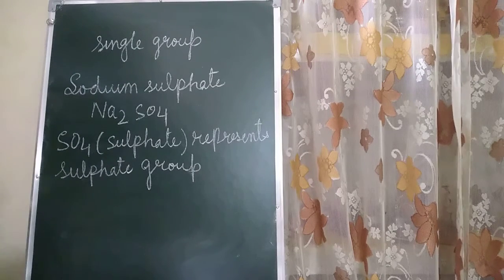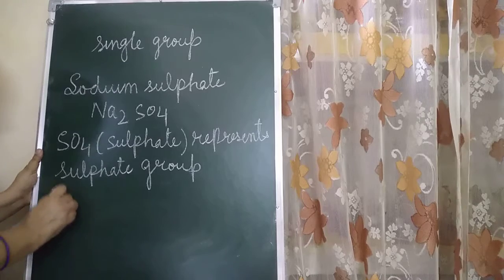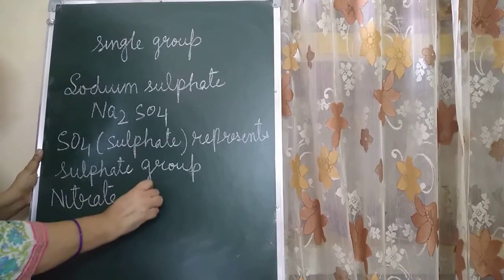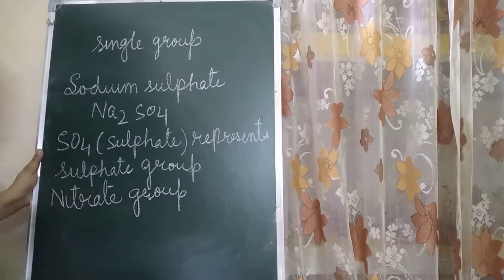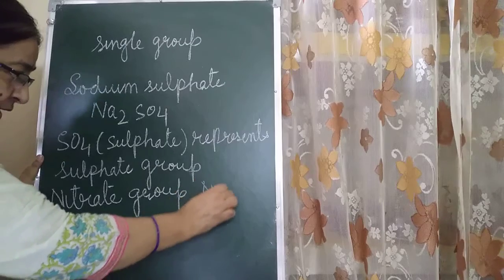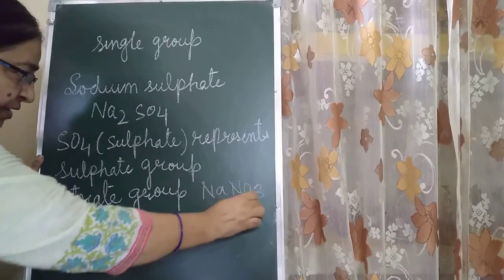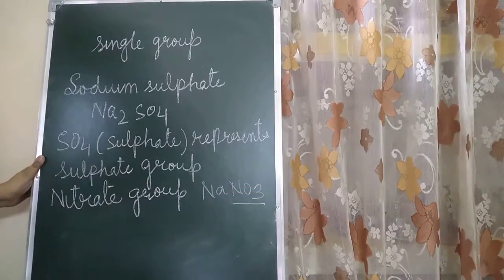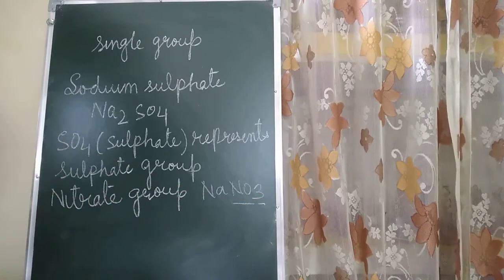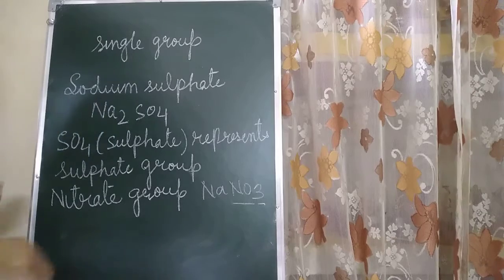Now, let us discuss the nitrate group. About the nitrate group, NaNO3: this is a nitrate group, children. NO3 represents the nitrate group.